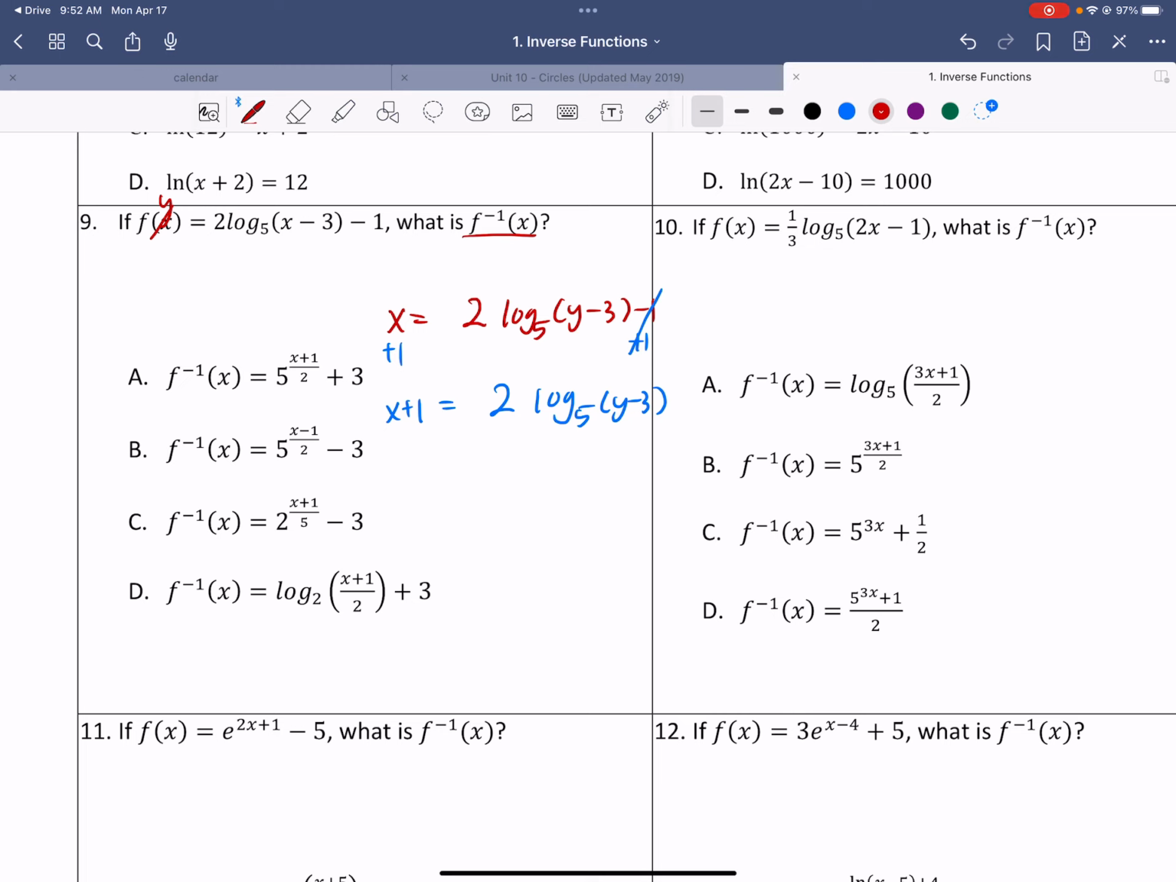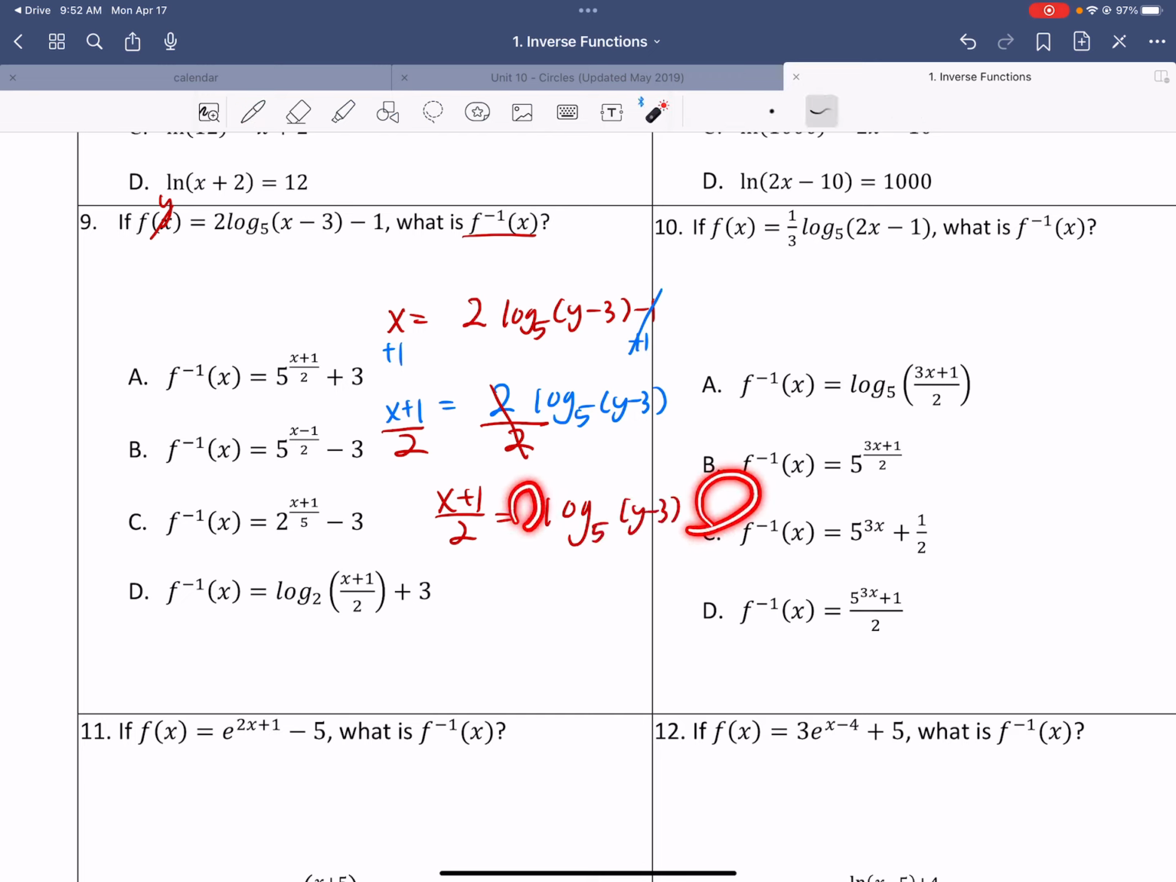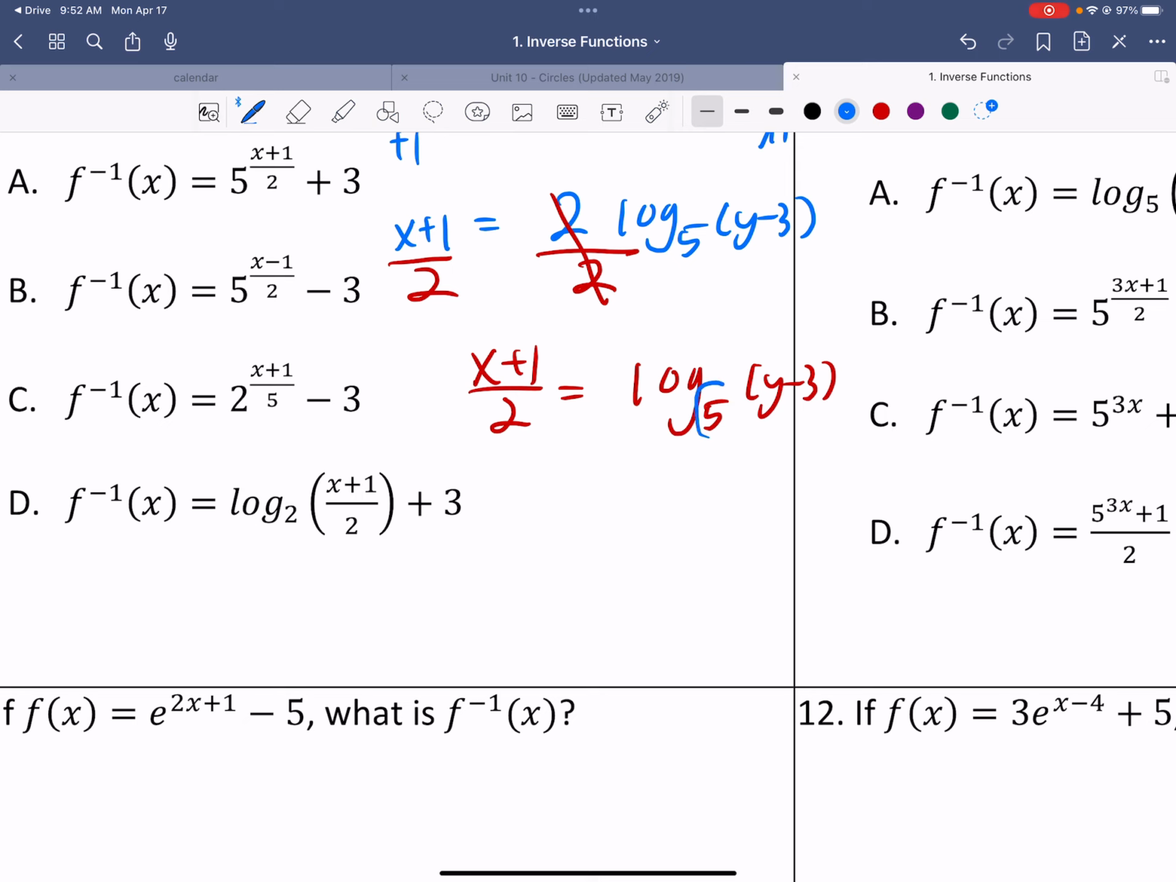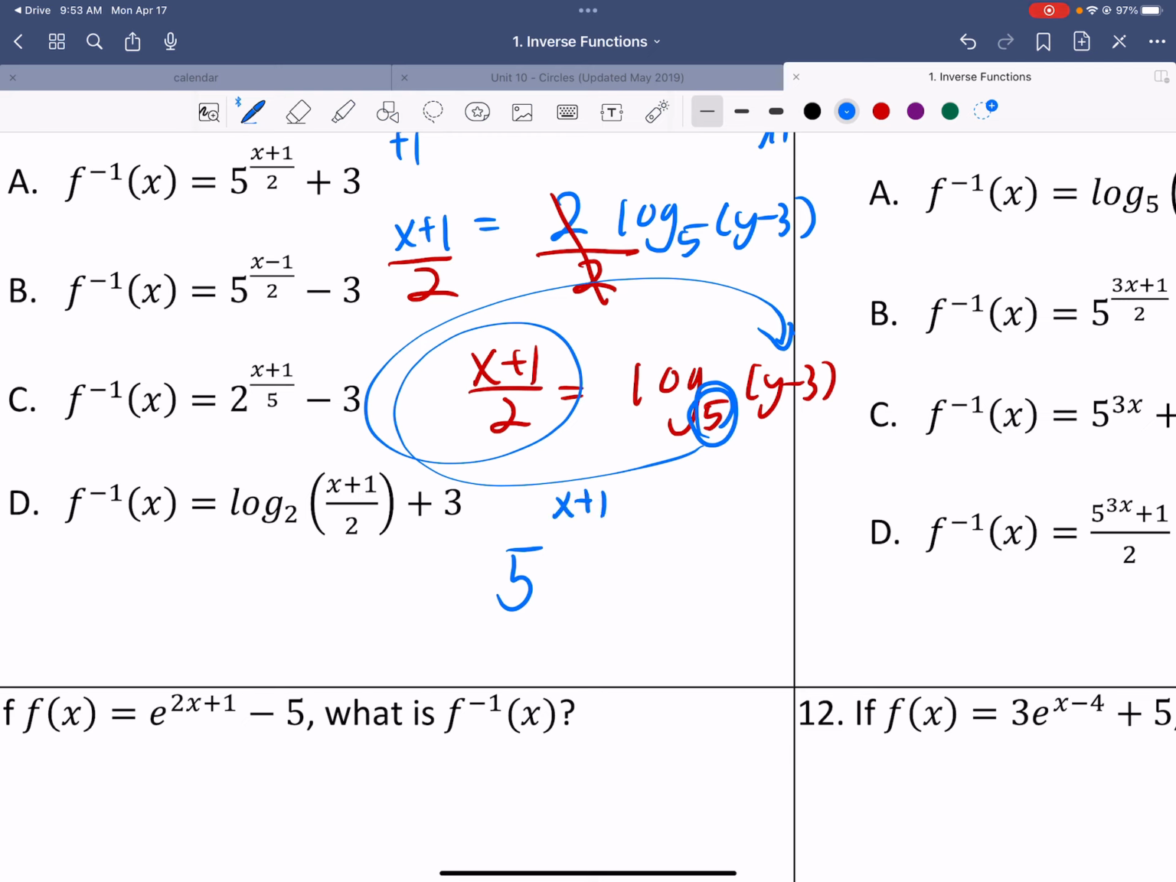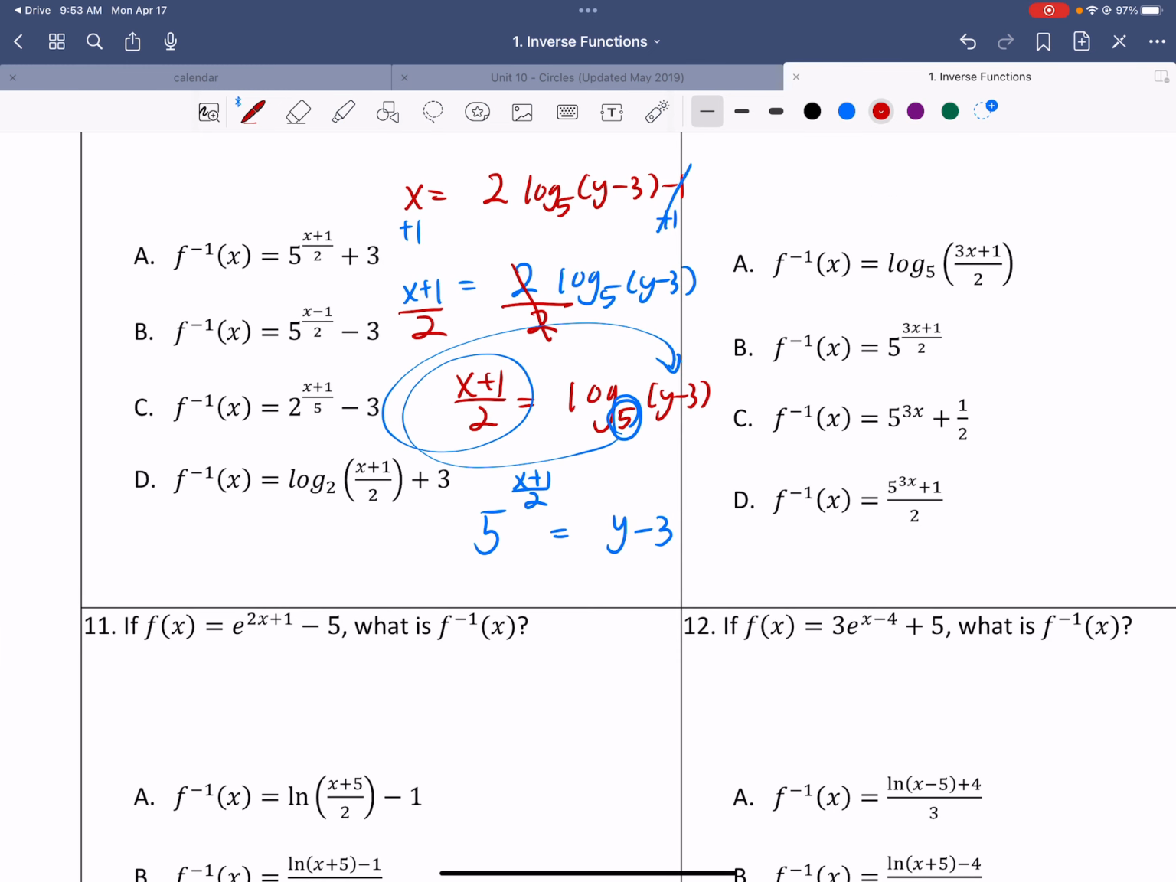And before I get rid of this log base 5, this 2 bothers me as well. So I'm going to divide by 2 on both sides. So I have x plus 1 over 2 is equal to log base 5 of y minus 3. And there are no numbers that bother me anymore. So I'm going to change this one. How can I get rid of this? Our base is 5. So what do I do? Beautiful curve. So it's 5 to the x plus 1 over 2 power is equal to y minus 3, right? And if you do plus 3 on both sides, that's going to solve the problem, which is this, okay?